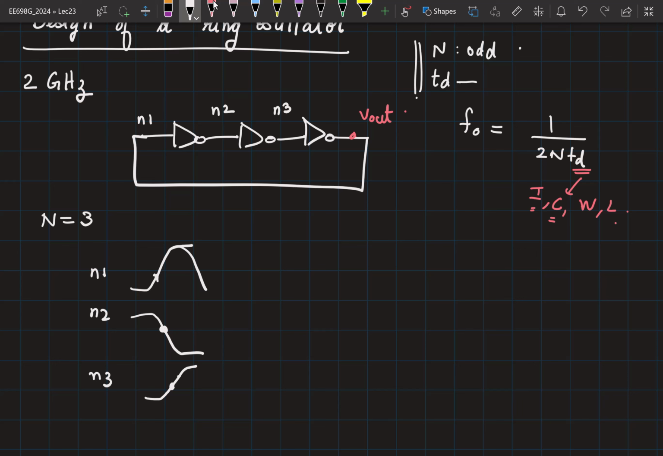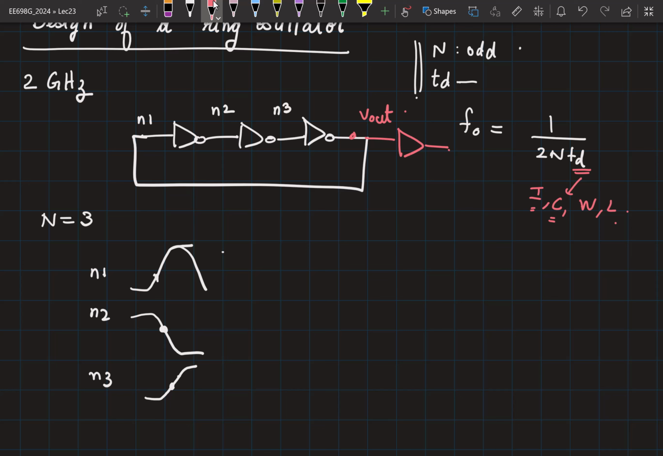Now, if this is a concern, there are two things you can do. One is you increase the number of N stages. Yeah. You increase the number of stages so that the waveform has enough time to settle. Is that okay? The other option is to simply use a good buffer at the output.